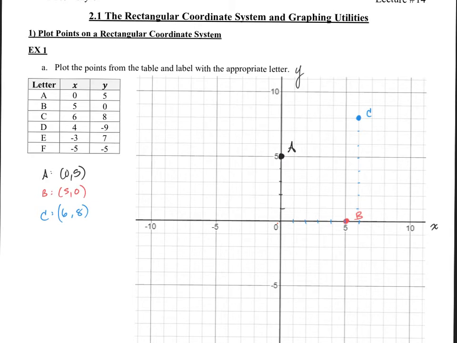Next point, D, 4, negative 9. Go ahead, try to plot that one by yourself, as well as E and F, and check in with me in a second.